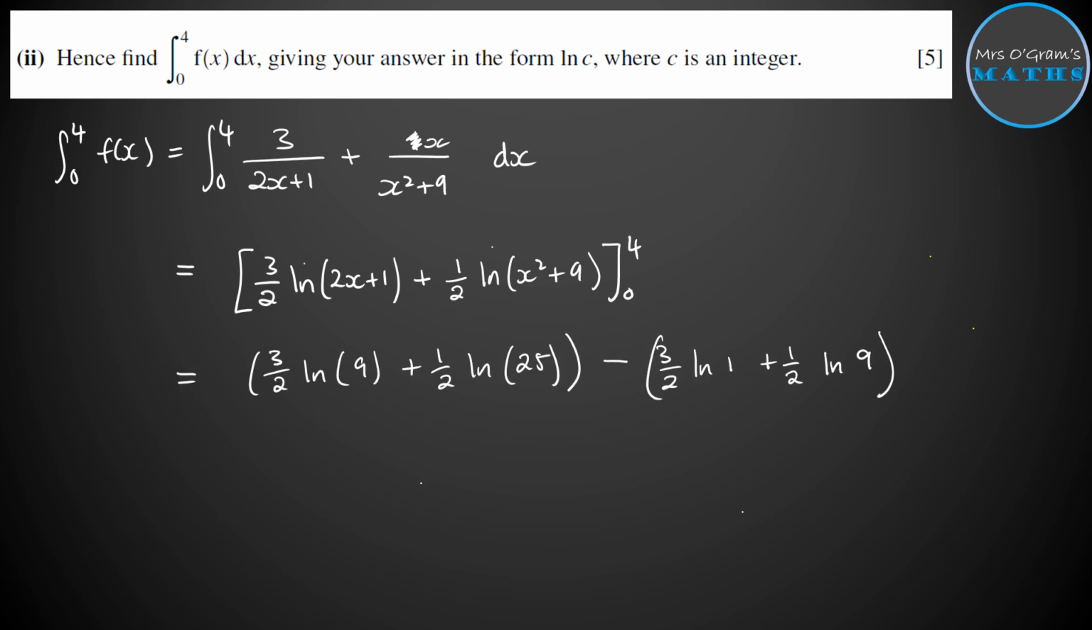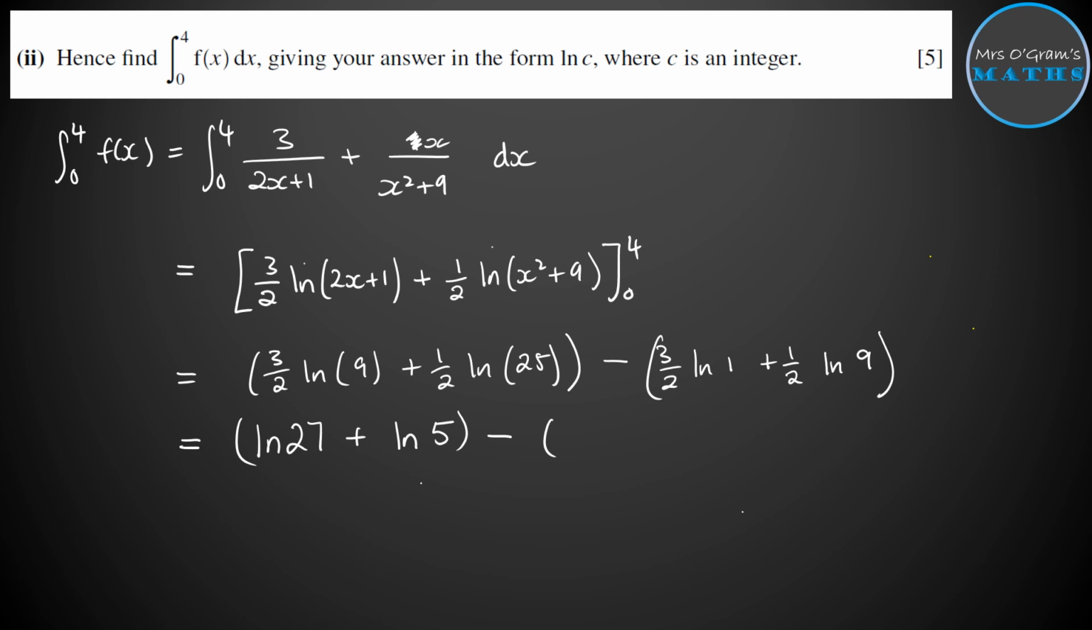Substituting in those values looks like this. Now we're going to use our law of logs and leave our answer in terms of ln. So 3 over 2 ln 9 becomes ln 9 to the 3 over 2. 9 to the power of 3 over 2 is 27. The half then goes to the half ln 25 becomes ln 25 to the power of a half. 25 to the power of a half is 5, minus.